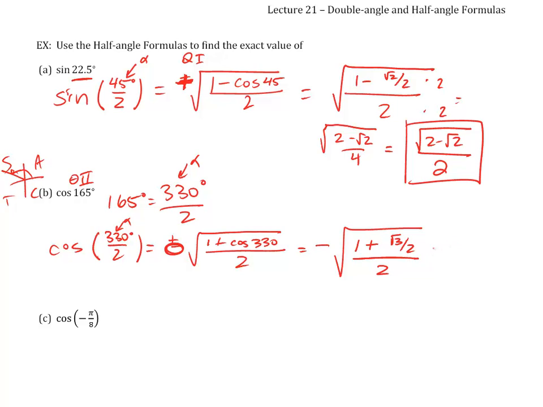And to get rid of the complex fraction inside, I'll do the same thing I did on the last one, which was multiply the top and bottom by 2. Distribute that across. I end up with the square root of 2 plus the square root of 3 all over the square root of 4, which is the square root of 2 plus square root of 3 divided by 2.